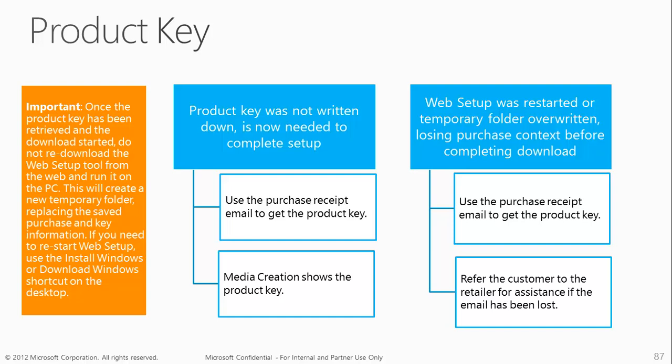Now, if web setup was restarted or the temporary folder was overwritten, losing the purchase context before completing the download, then we should recommend that they go look again at the receipt or the email that they received to get the product key. And then if they don't have either of those, then refer the customer to the retailer for assistance if the email was lost. So if they purchased it from Amazon, refer them back to Amazon to go get that product key again.